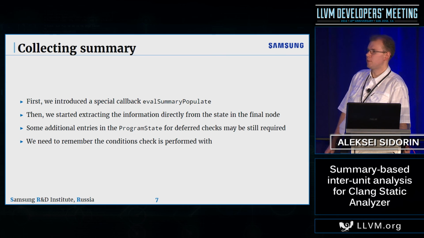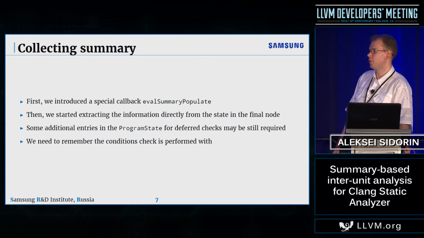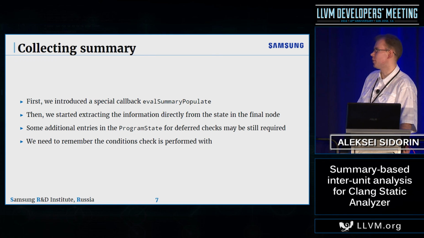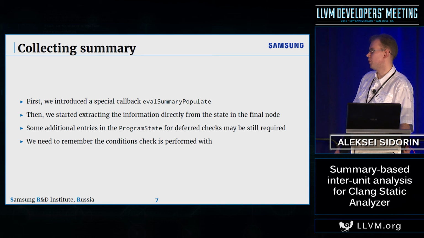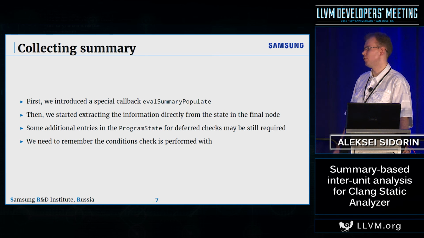In our initial implementation, checkers were forced to use a special callback, evalSummaryPopulate, to create their summary. Now this callback is still present, but its usage is optional, and the callback is almost unused by checkers. Checkers may need to create additional traits in program states to support summary. The common sample is the list of deferred checks that the checkers may need to perform.